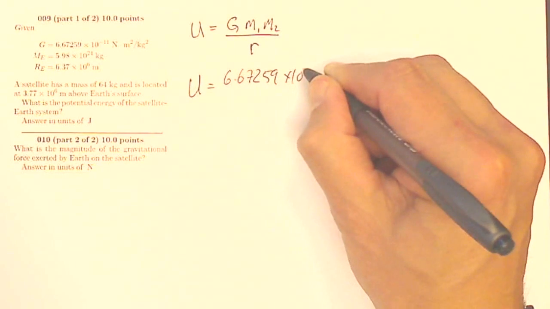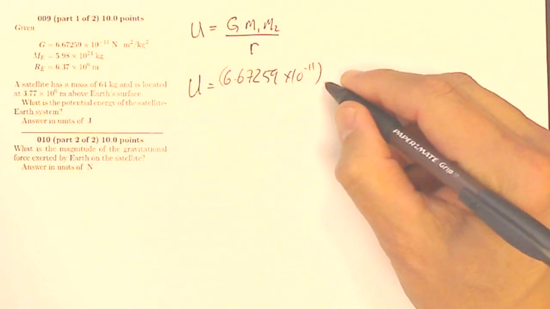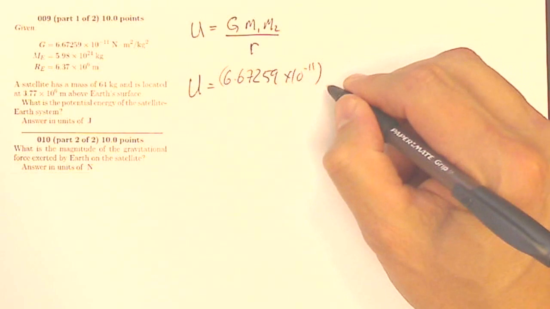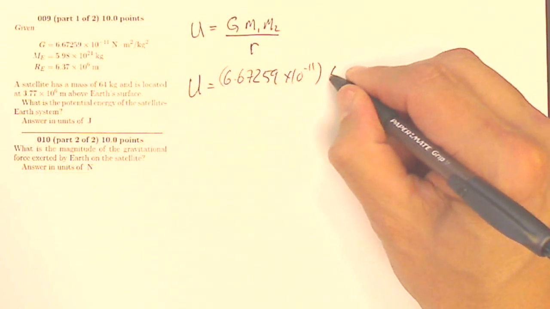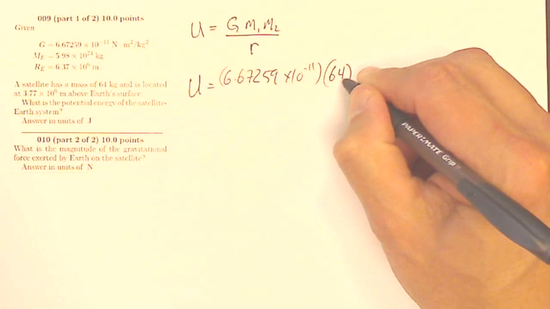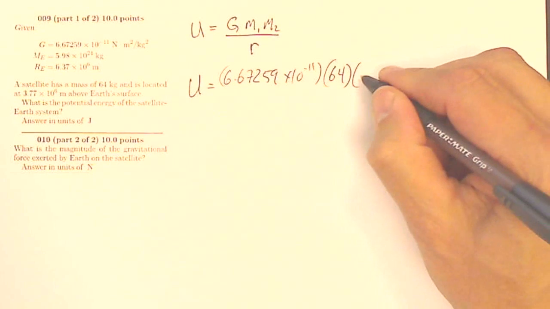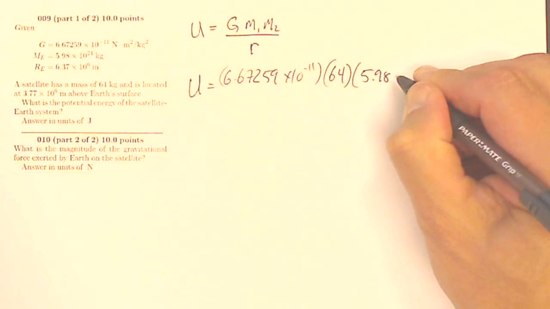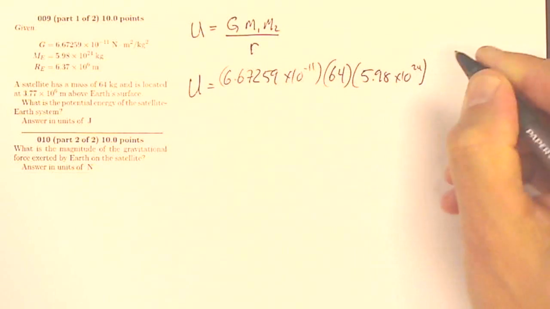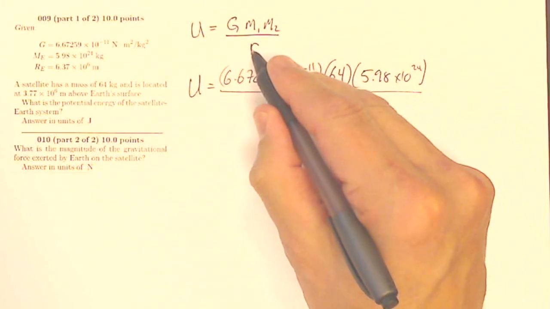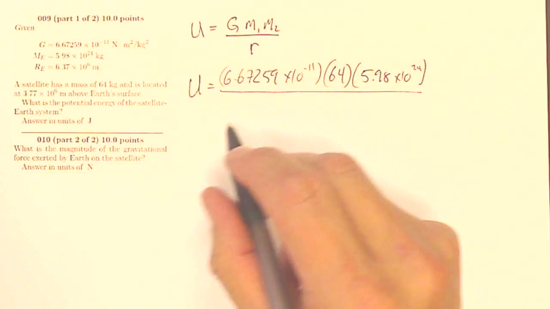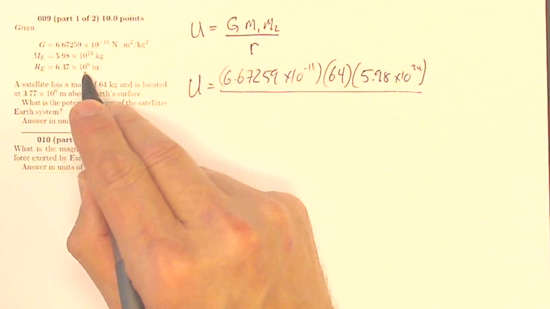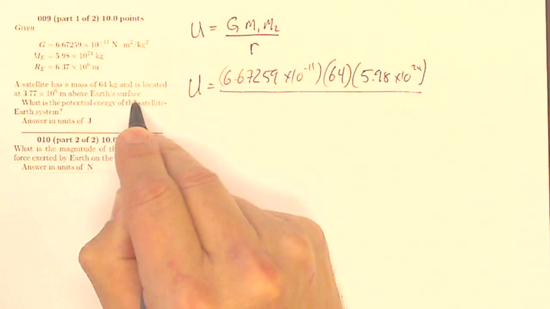So my potential energy is going to be 6.67259 times 10 to the minus 11 times the first mass, which is the mass of the satellite, we'll say, doesn't matter which one, that's 64 kilograms. The mass of the Earth is 5.98 times 10 to the 24th, divided by, well, what's R going to be? R is going to be the radius of the Earth plus the height above the Earth's surface.